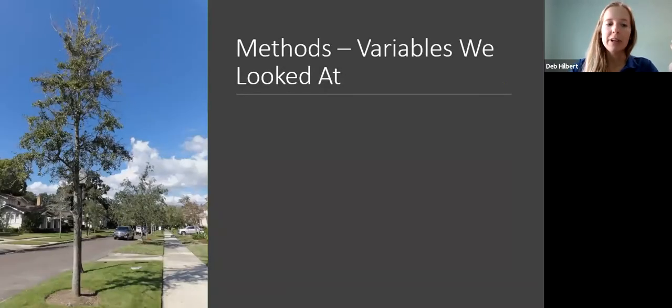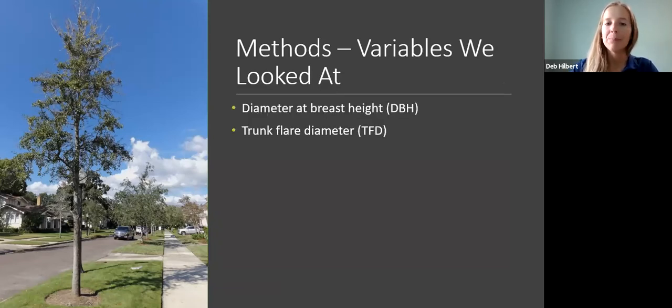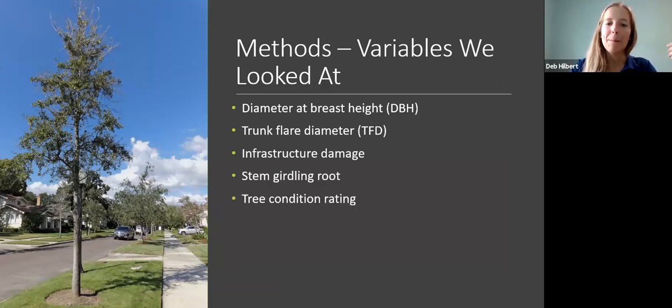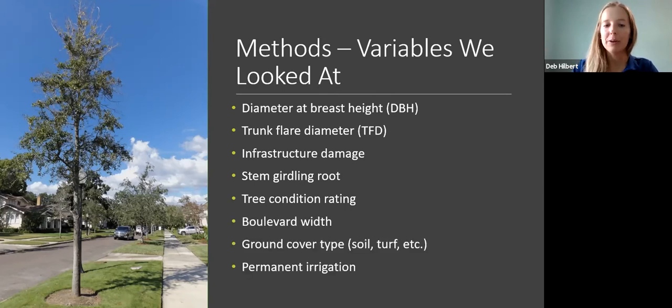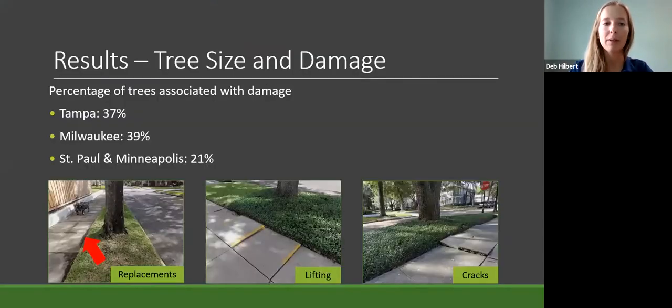And then, like I said, we wanted to see if there were tree or environmental factors that could be affecting trunk flare development. So we also looked at things like stem girdling roots. We also looked at tree condition rating in Milwaukee and Florida. And then we also measured boulevard width and distance to the closest infrastructure. And then we looked at ground cover, presence of irrigation, and some other factors, just to make sure that we were picking up any variables that could influence that relationship between diameter at breast height and trunk flare diameter.